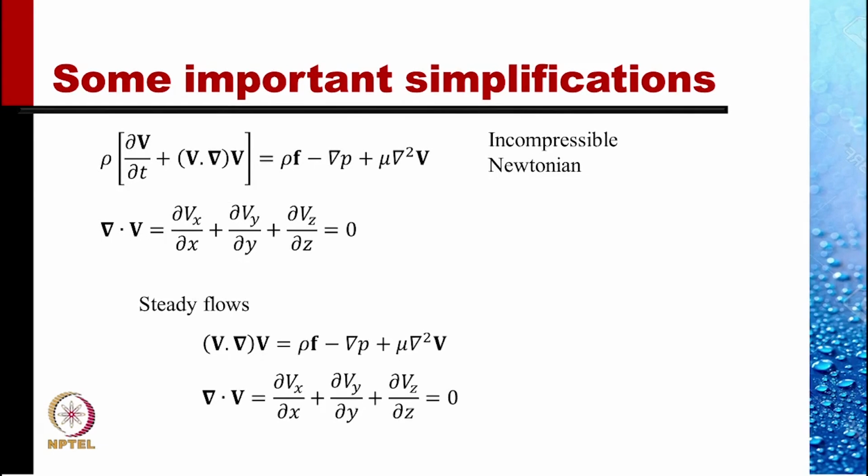First simplification is simply steady flow. The first term in the Navier-Stokes equation drops out, and we get the system with one less independent variable.